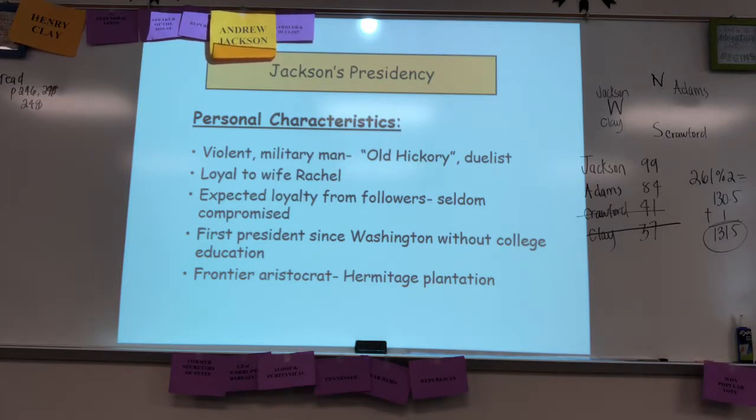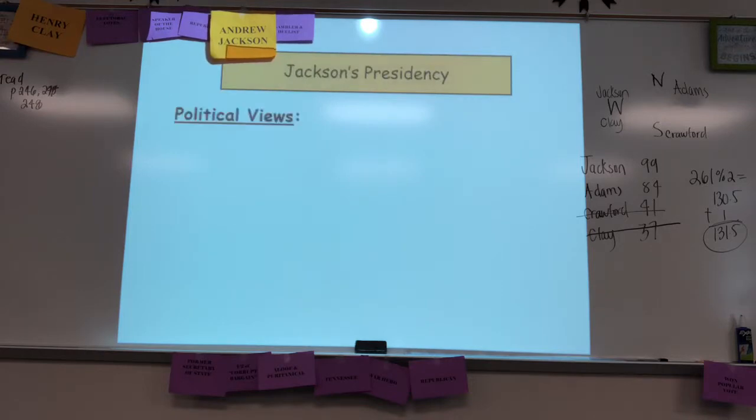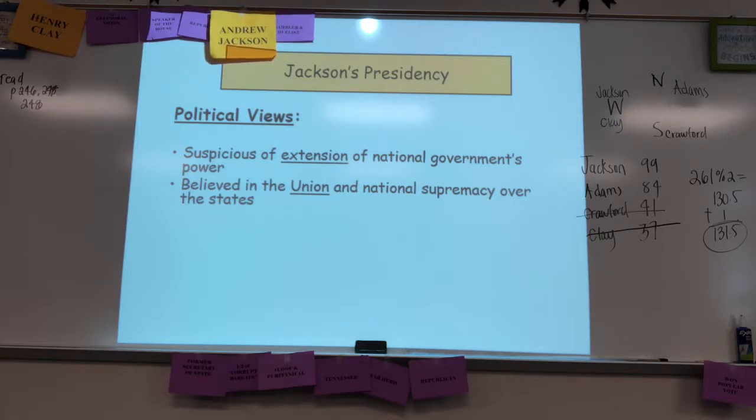So Jackson's presidency, which we're going to look more into. Y'all have this on your PowerPoint. His political views, he was suspicious of the government. What rights do you think he believes in? He's from the West and the South. Does he believe in the federal government or states' rights? That's why he's suspicious of the federal government. He believed in the union and national supremacy over the states.